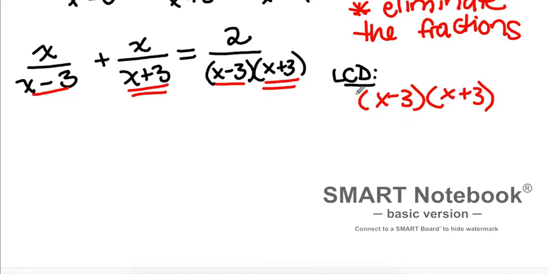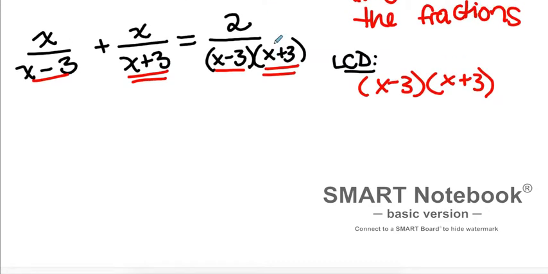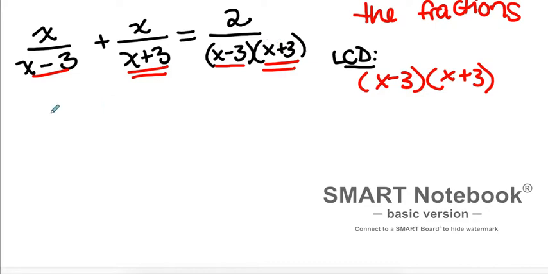Okay, good. Now the third step is to take every single term and multiply it by the LCD. Now what that's going to do, hopefully, if you do this correctly, if you have the correct LCD, is help you eliminate every single denominator. So watch. It's going to look kind of complicated, but the end result is going to be pretty easy to solve. So here's my first fraction.